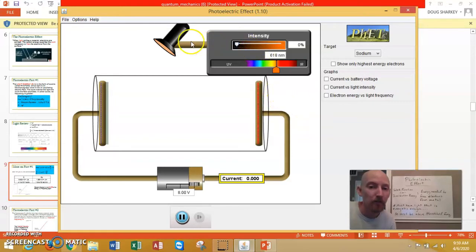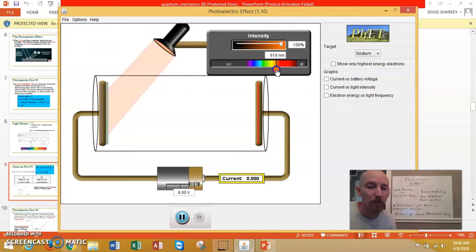So what I'm going to do is turn on this lamp. This is called a photovoltaic cell, right? I'm going to turn this lamp on with 100% intense light. And you see that we don't get any electrons coming off, even though we're at 100%, because our wavelength is too low. So this light is not energetic enough.